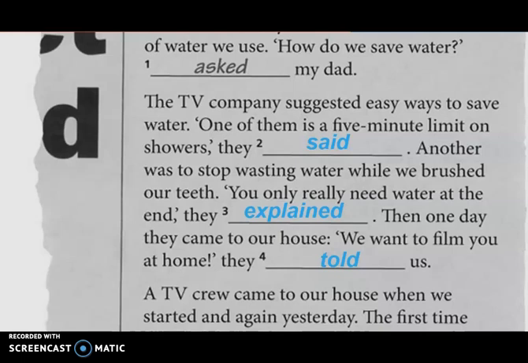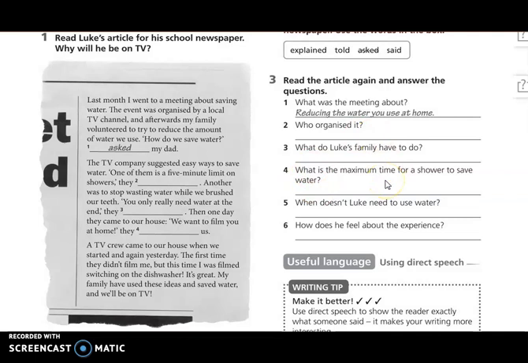Next exercise. Here you have to read the article again, then try to answer these questions. So pause the video, try to answer these questions, then replay it to check your answers. Come on, let's start with the example.